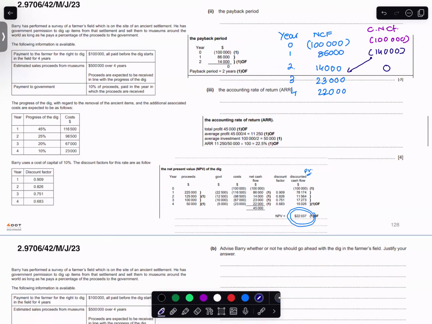So that means the payback period is 2 years. Straight away 2 years. So at the end of 2 years, you are going to recover the investment.